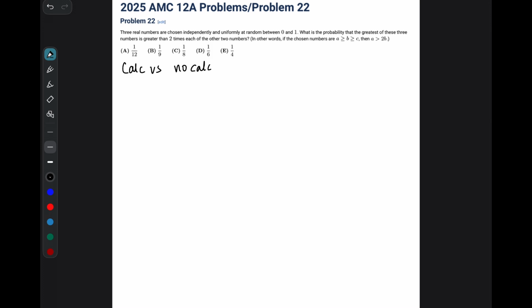So there are two solutions for this problem, calculus and non-calculus, but I'll start with calculus since this is much easier. And then I'll do the a bit harder non-calculus option. So solution 1, calculus.